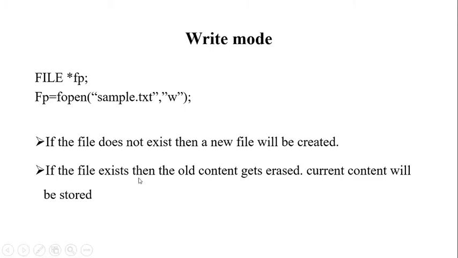If the file exists, then the old content gets erased and the current content will be stored. If we are opening an already existing file, then the old content gets erased and the current content will be stored. So that is the feature of the write mode. W mode is used for writing something into the file. If the file does not exist, a new file is created. If the file exists, then all the content will be erased and the new content will be stored.